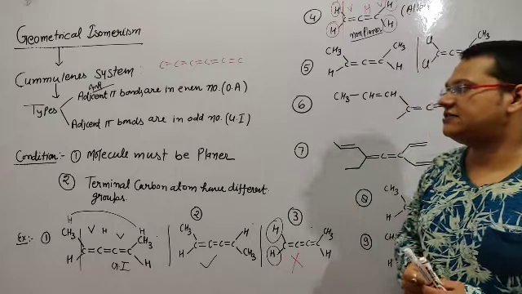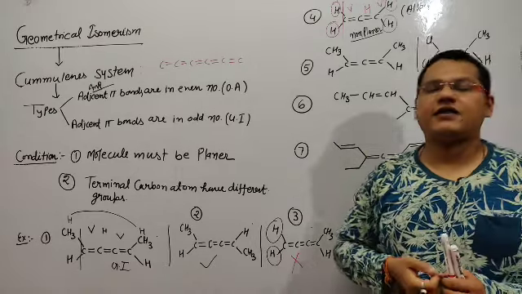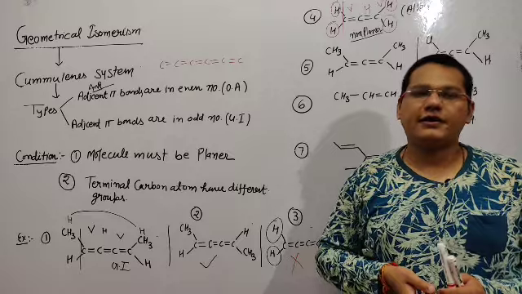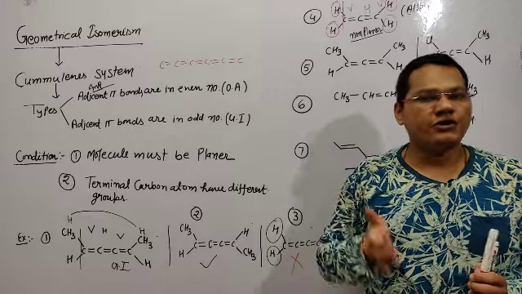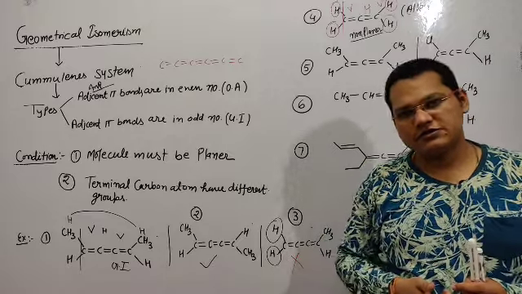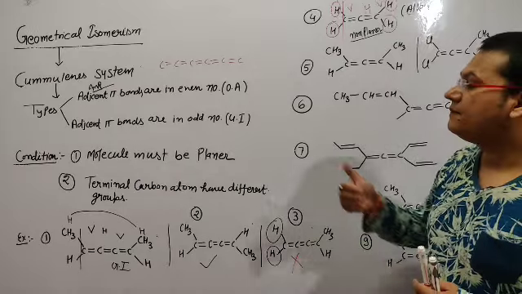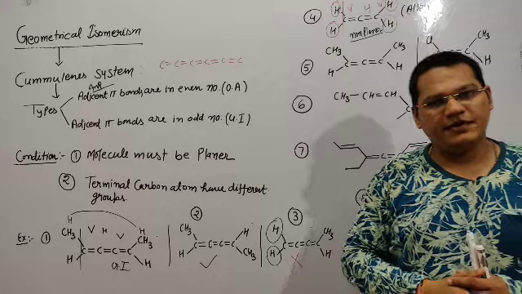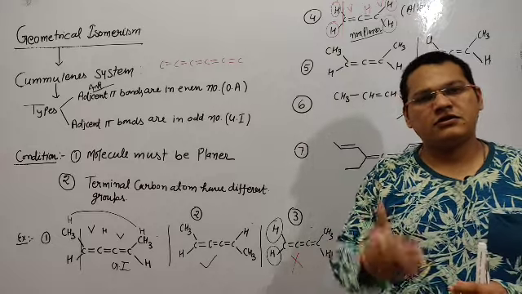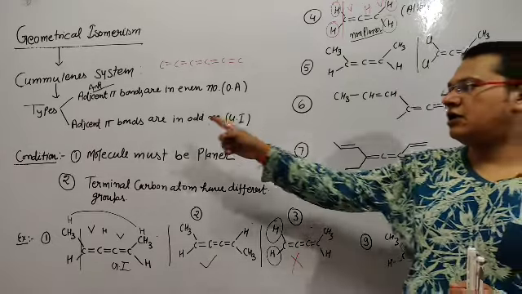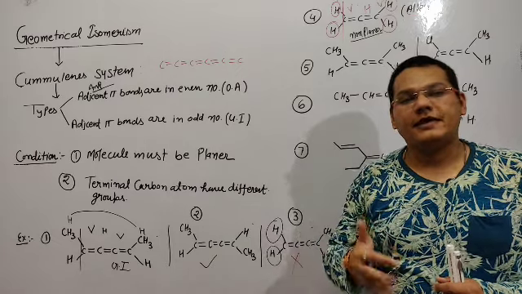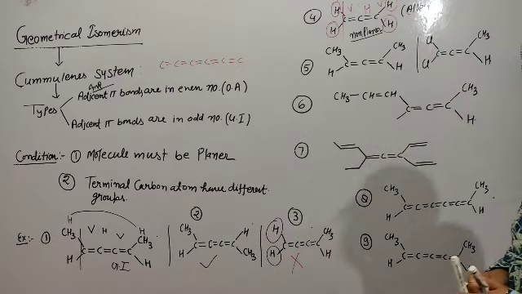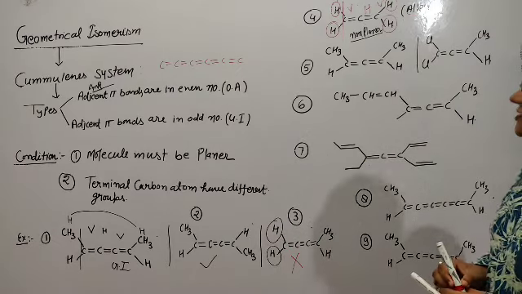So the reason is this: when there is an even number of double bonds, the molecule becomes non-planar. If there is an odd number of double bonds, the molecule becomes planar. A planar molecule shows geometrical isomerism.